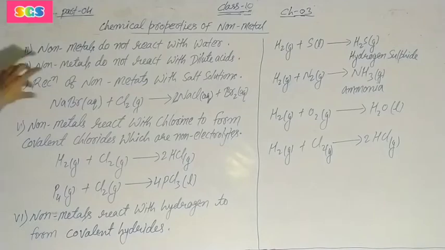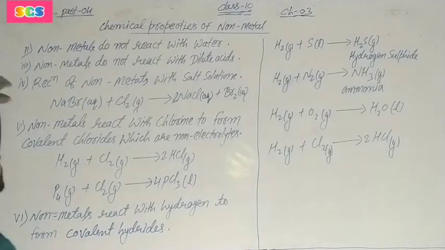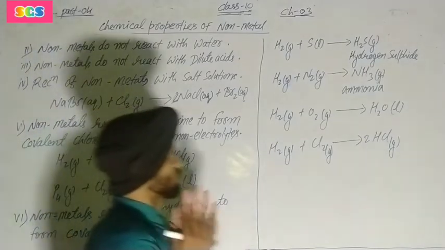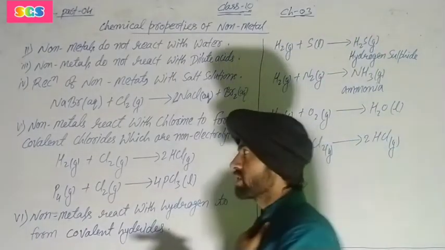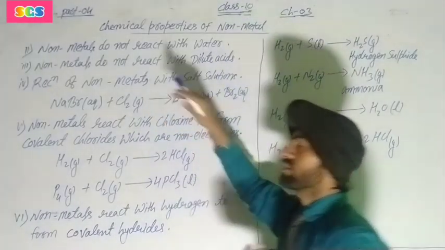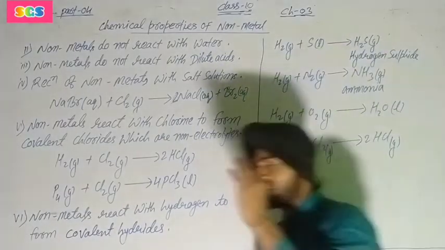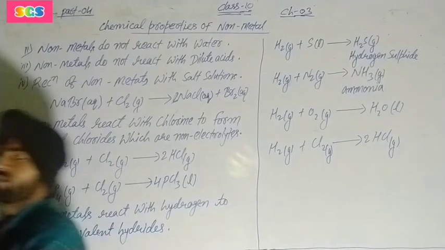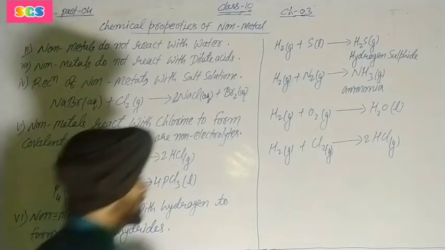Okay, now what do we have to read next? The next property of non-metals is that non-metals react with salt solution. What happens when non-metal reacts with salt solution? Before reading this characteristic of non-metals, we would have to know the reactivity series of non-metals. Do you know the reactivity series of non-metals?